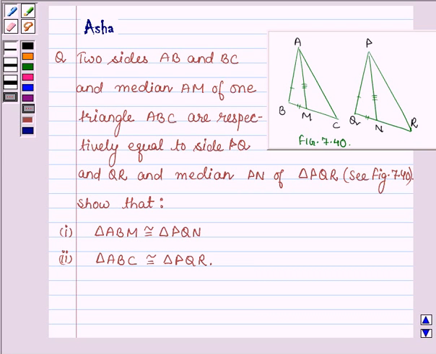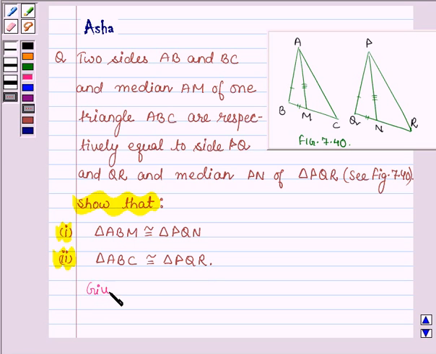I am Asha and I am going to help you with the following question, which says: two sides AB and BC and median AM of one triangle ABC are respectively equal to sides PQ and QR and median PN of triangle PQR. Show that first, triangle ABM is congruent to triangle PQN, and second, triangle ABC is congruent to triangle PQR.